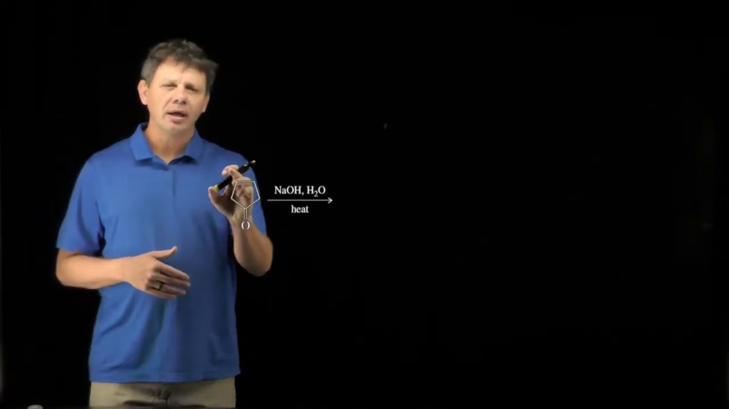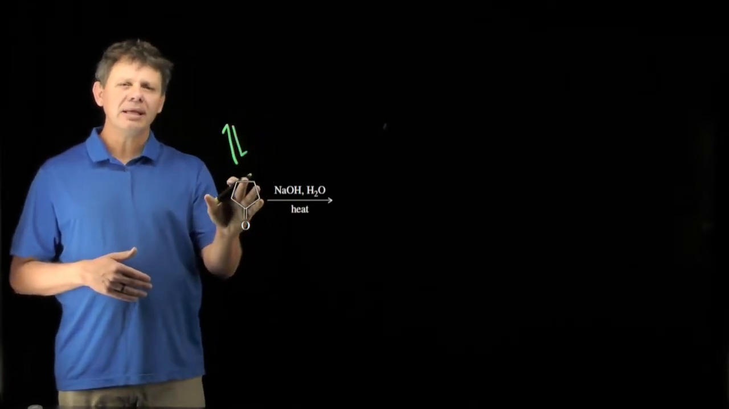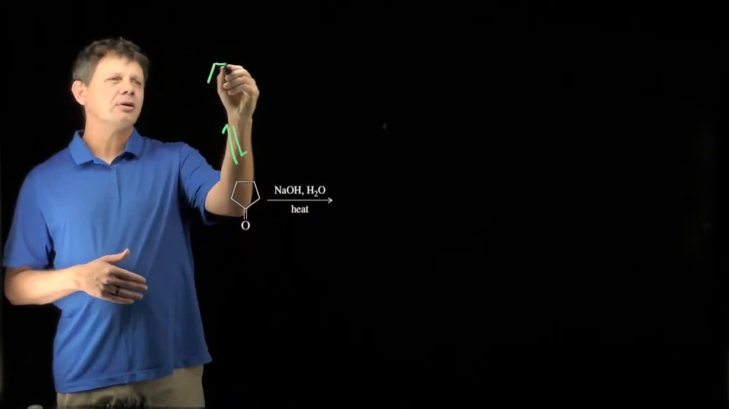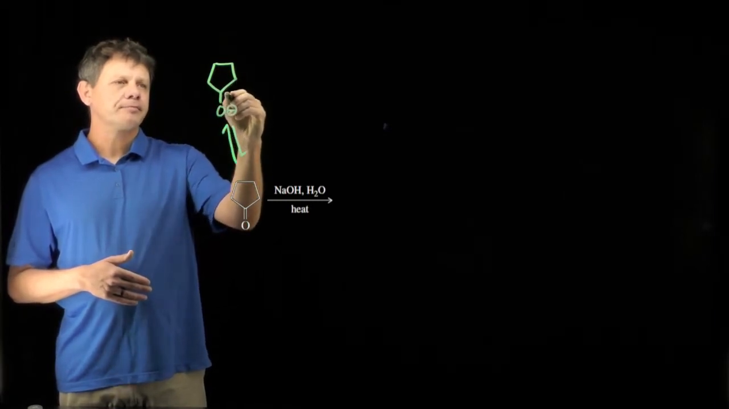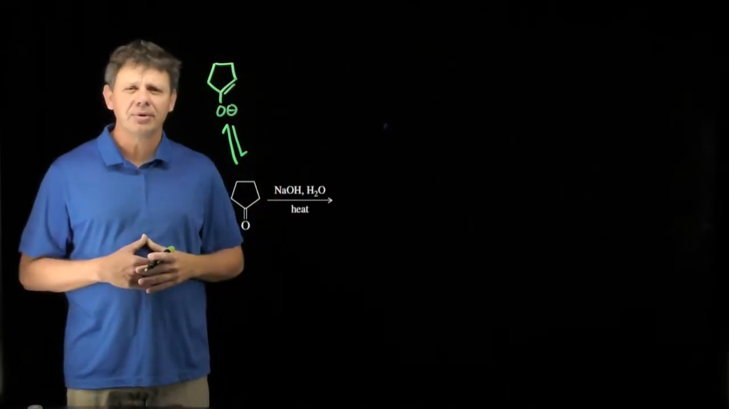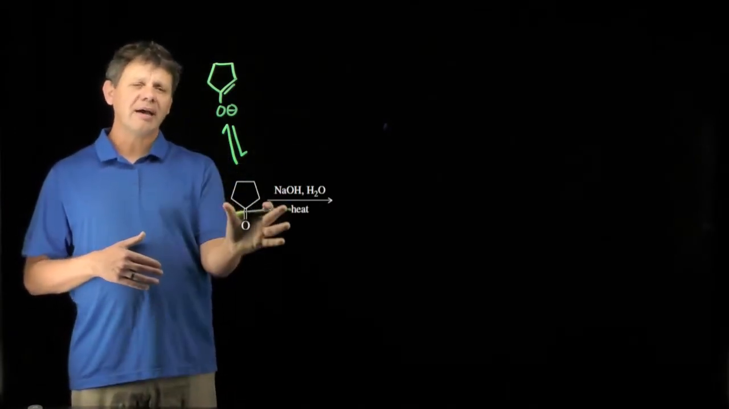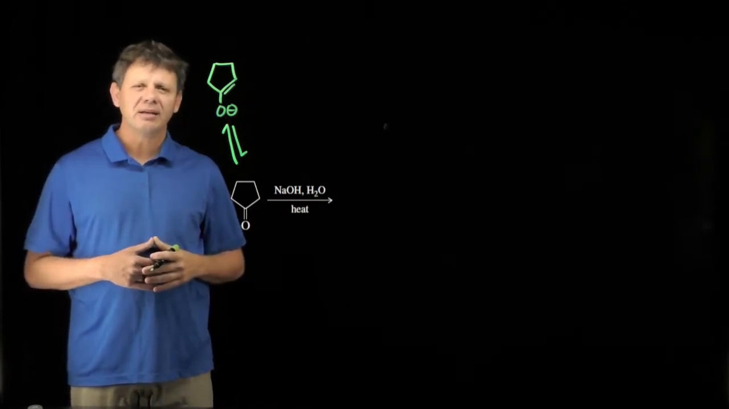I'm not going to go through the mechanism entirely, except to draw the intermediates. This reaction is going to start by forming the enolate of the ketone. Now, we use the equilibrium arrows because hydroxide is not a particularly strong base. We're going to have mostly the unreacted ketone and only a little bit of the enolate.